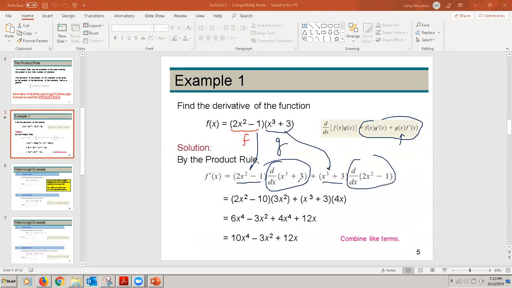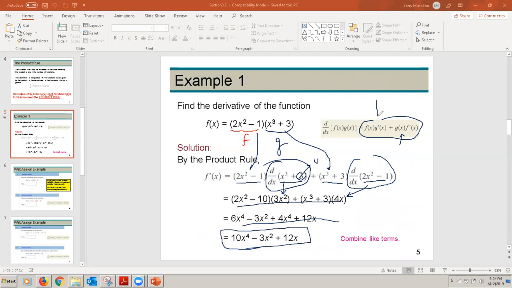All right, well now let me work this out. The derivative of x to the third plus 3 is 3x squared. Of course, the derivative of this 3 is just a 0. Let me come back here. What's the derivative of 2x squared minus 1? Well, that's this 4x. Now I could just do some algebraic simplification. I can multiply these out, combine like terms, and I end up with this result down here at the bottom.